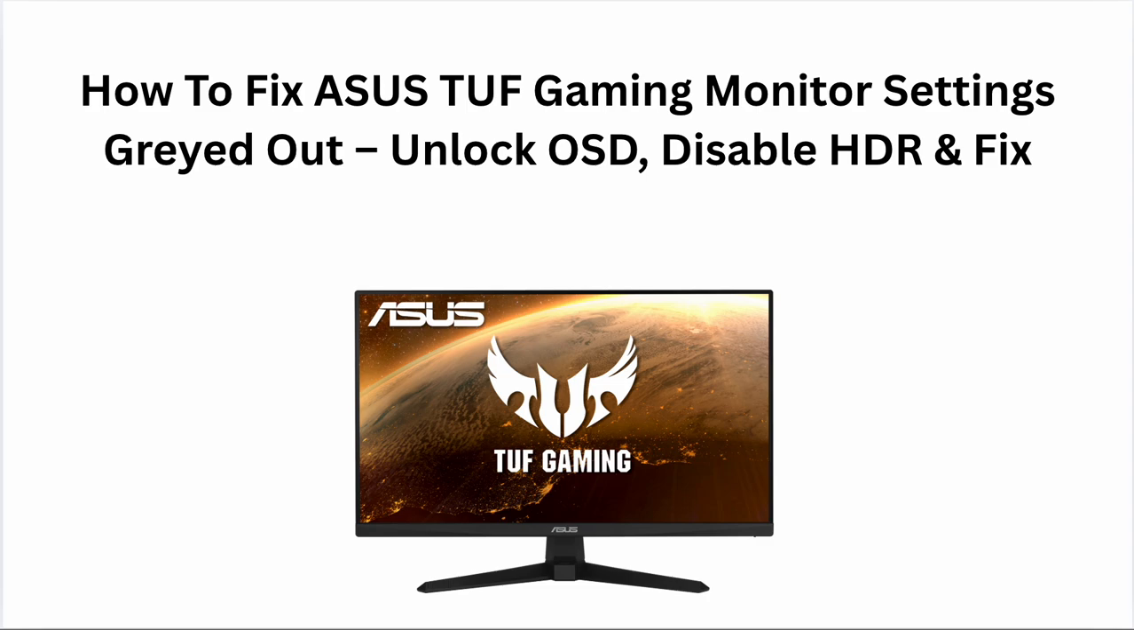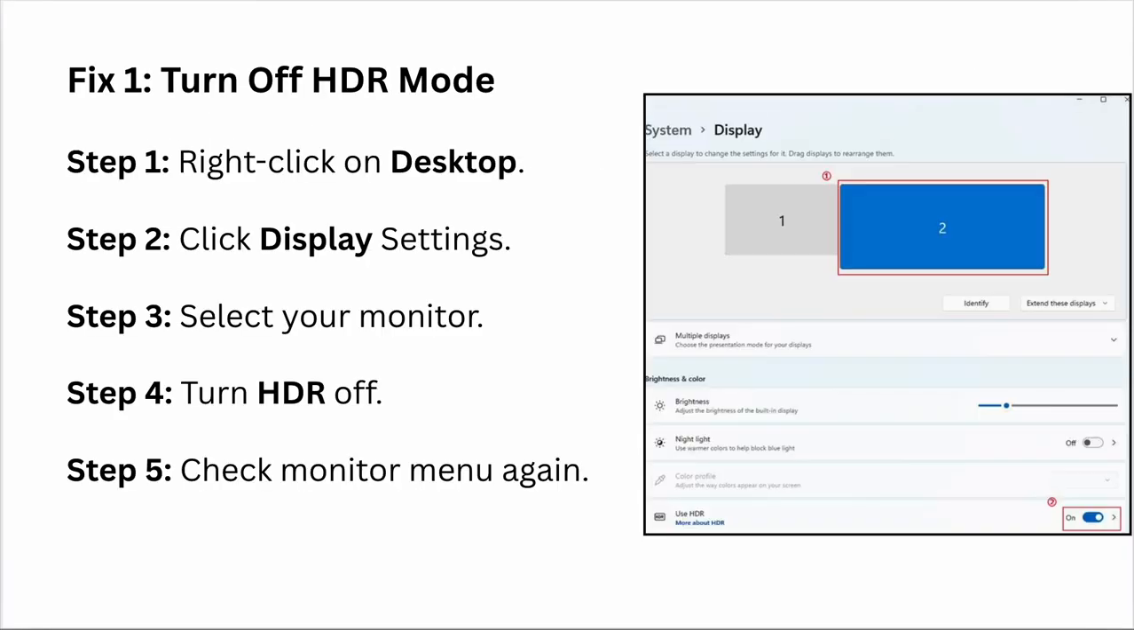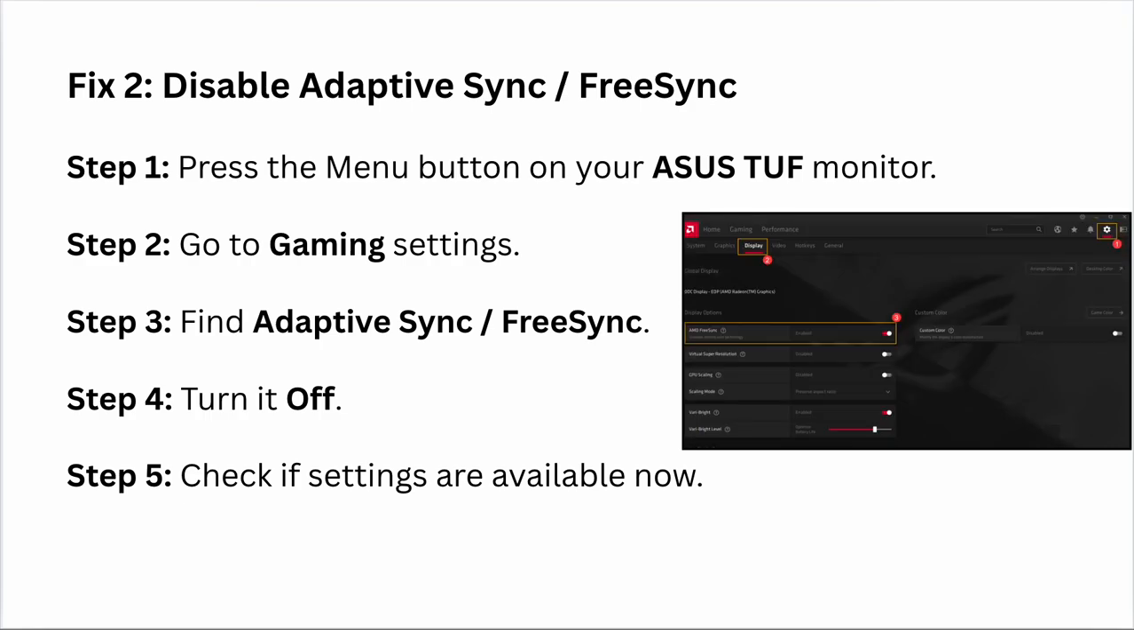Everyone, in today's video we will fix the ASUS TUF gaming monitor settings grayed out, unlock OSD, disable HDR and fix guide. The fix one, you can turn off the HDR mode. Right click on the desktop and click display settings. Then select your monitor and turn HDR off and check monitor menu again.